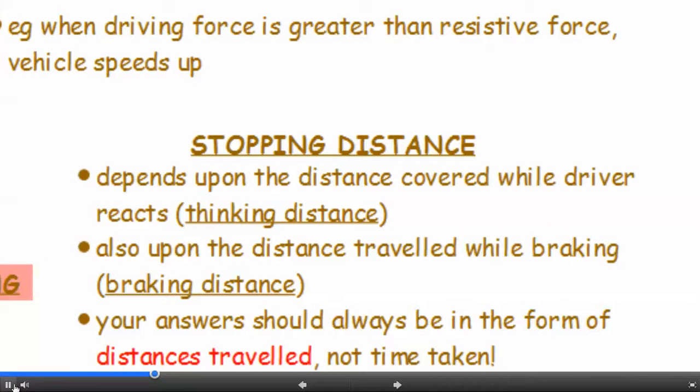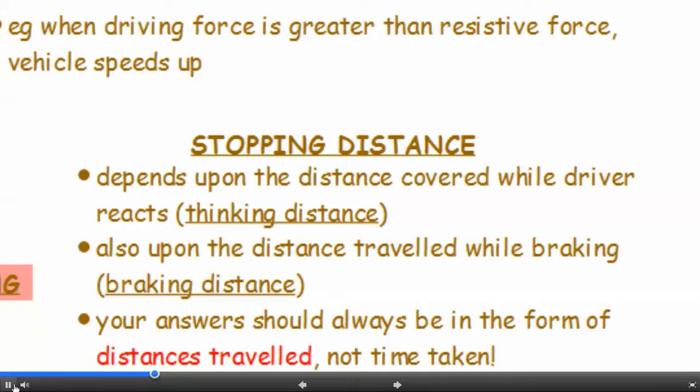Now let's talk about stopping distances then. How much distance is needed to stop a vehicle? So this depends upon two things. It depends upon the distance covered while the driver reacts. This is called the thinking distance, not the thinking time and not the reaction time. It's the thinking distance, the distance covered while the driver reacts. And it also depends upon the distance travelled while the vehicle is braking. That's called the braking distance.